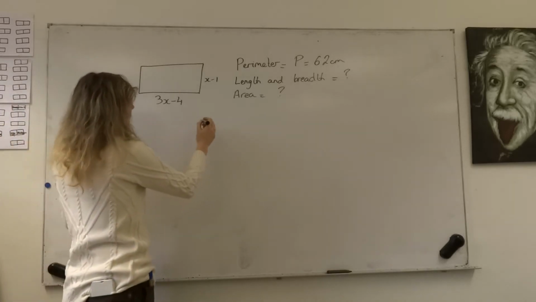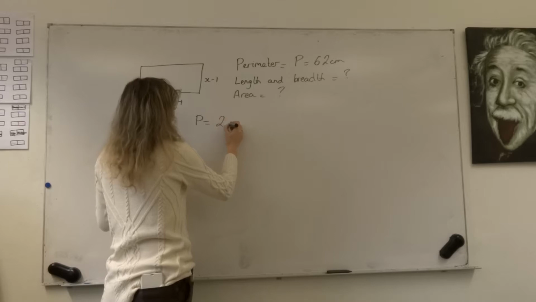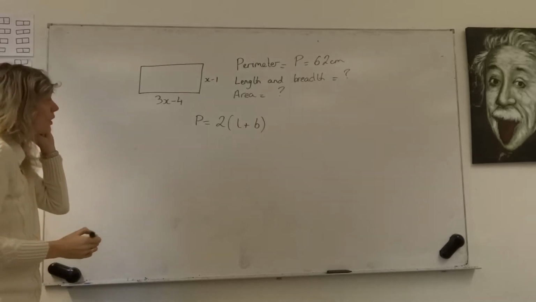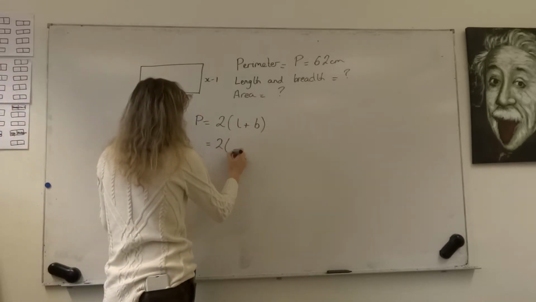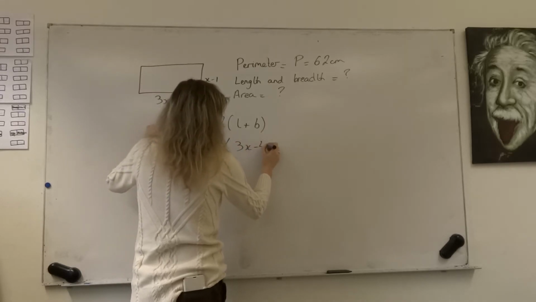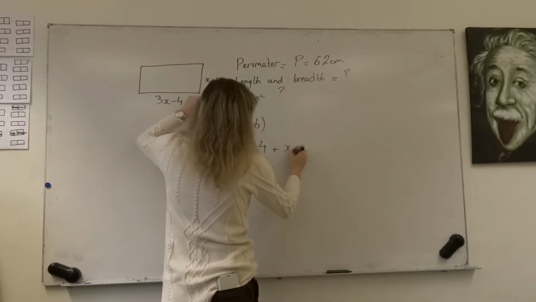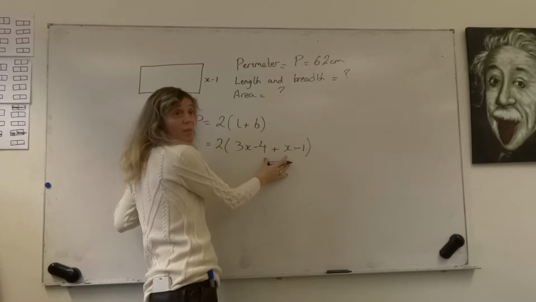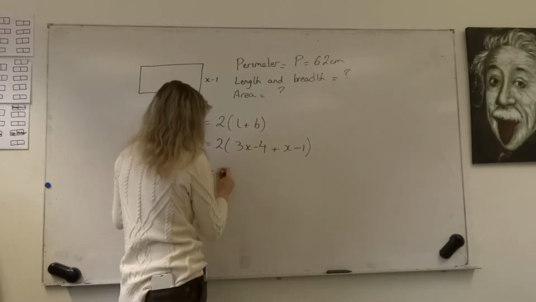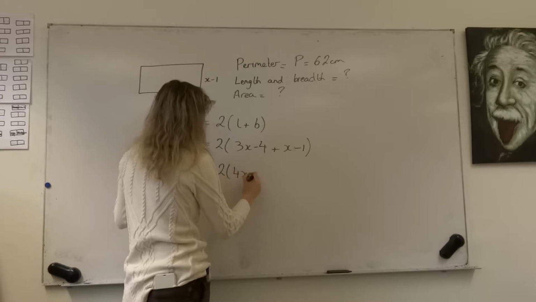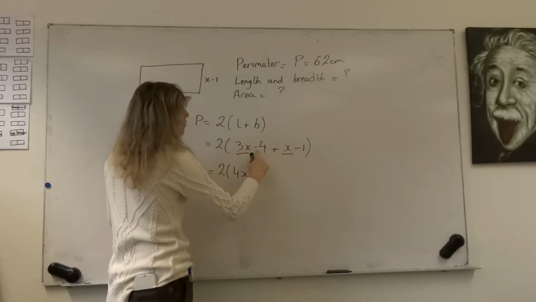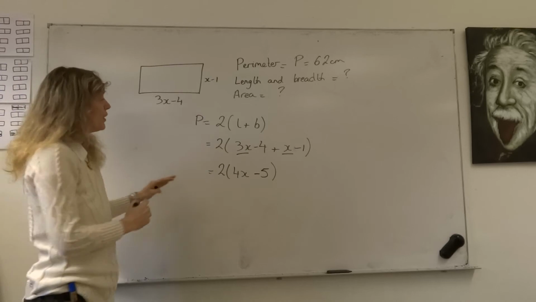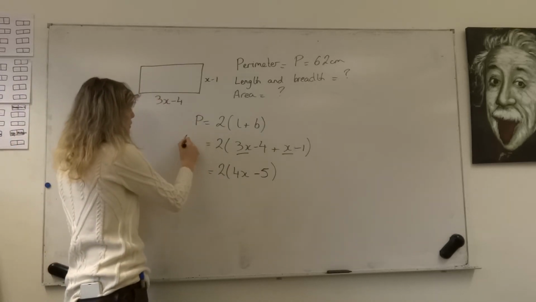What do we know about a rectangle? Well, we know that the perimeter is 2 times the length plus the breadth. So we could put it in here as 2 times the length, which is 3x minus 4, plus the breadth, which is x minus 1. Before we do the multiplication, we have things in here that we can simplify. 3x plus x would be 4x, so we've got 2 times 4x minus 4 minus 1 is minus 5. And we know that that equals 62 because that's what the perimeter equals.